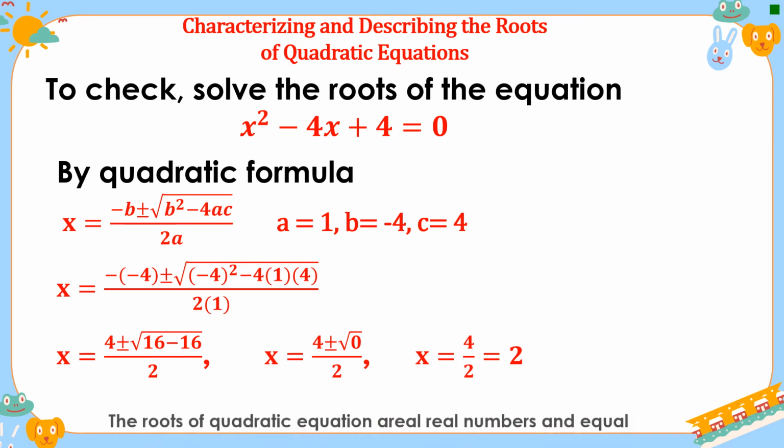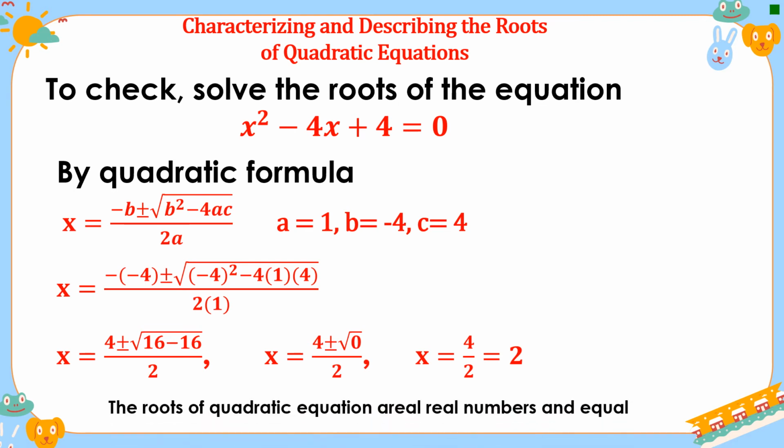Then, we have x is equal to 4 plus minus square root of 0 over 2. Simplify, we have x equals 4 over 2, or x is equal to 2. So therefore, your roots are equal, or equal to 2.